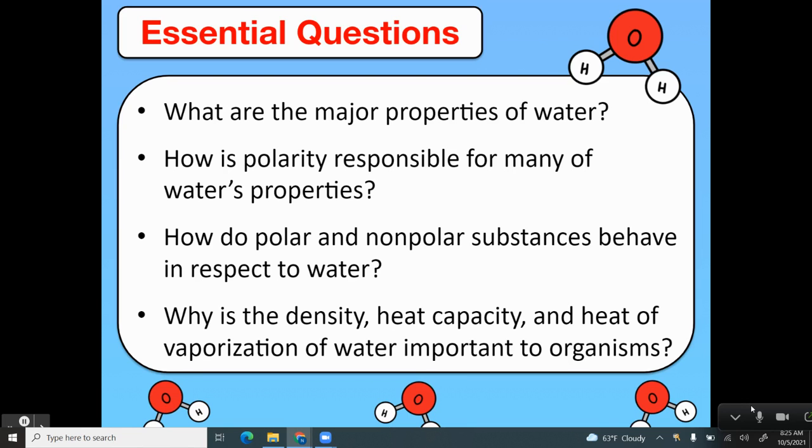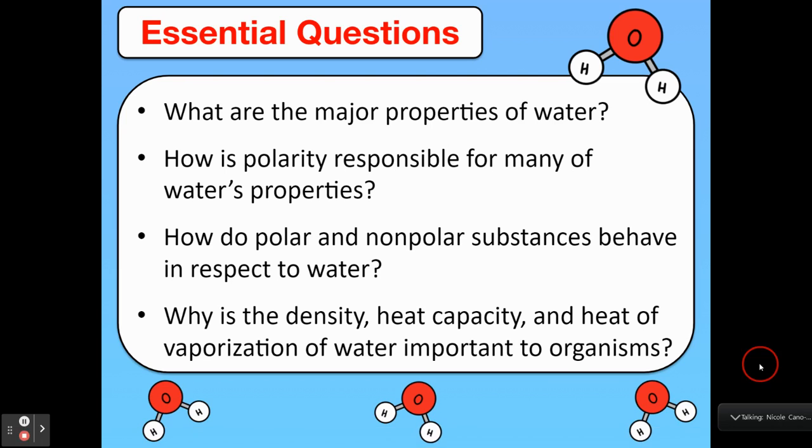We'll talk about density, heat capacity, heat of vaporization, and how these things are important to living organisms. Because even though we've been talking a lot about chemistry, this is still a biology class. So our focus is always going to be how do these things impact living things, the ability for living things to be alive, to thrive, to go through their life processes.